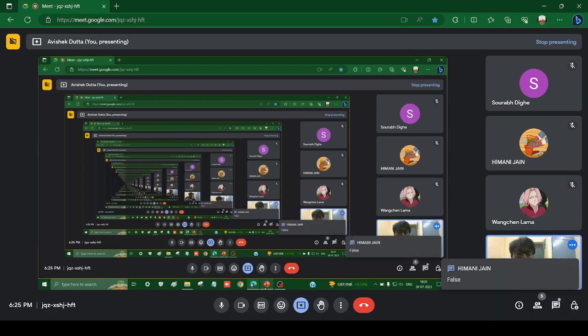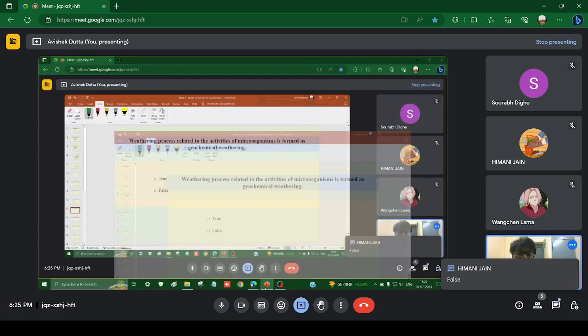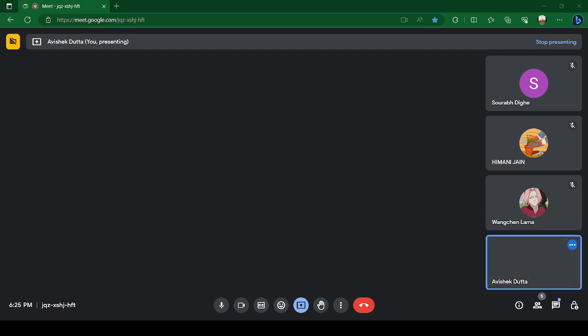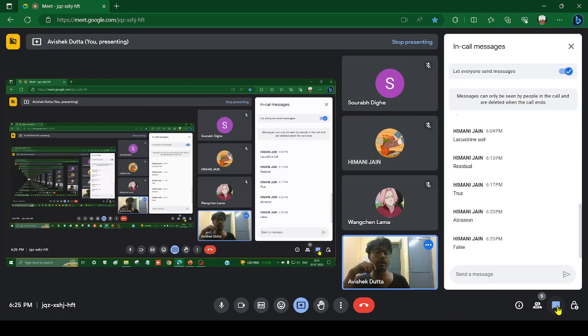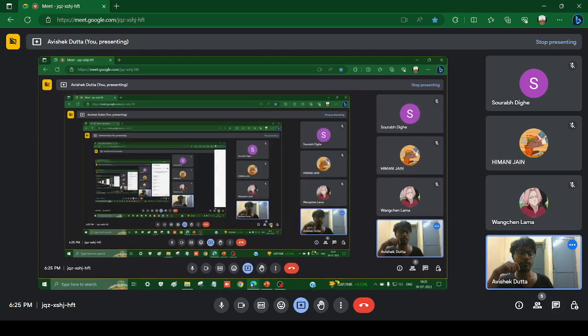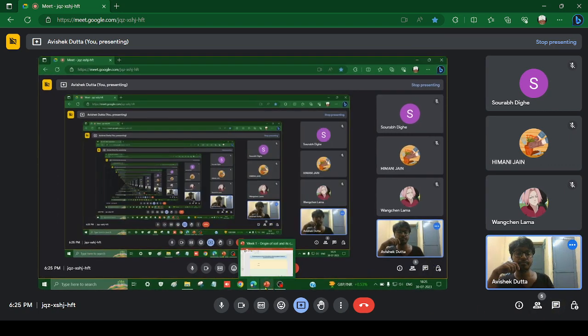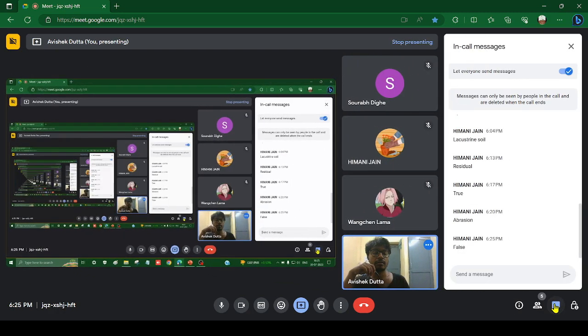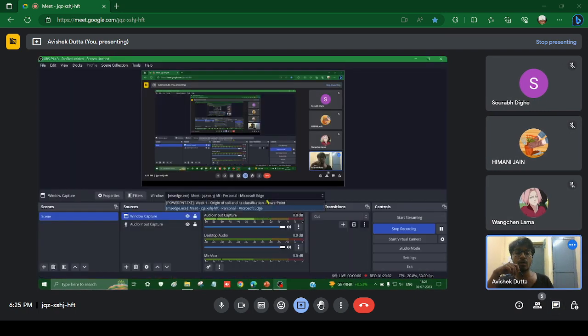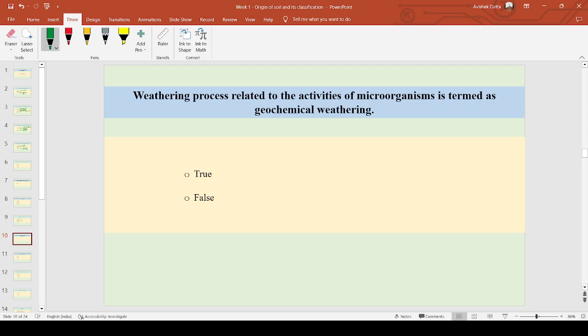Okay, no answers. Yes, Himani, false. Then what is it called? If it is false, then what is it called? Because of microorganisms, any kind of disintegration, if it is happening, then what will it be called? Any process where life is involved, that is the action of organisms are involved, it is called biological weathering.